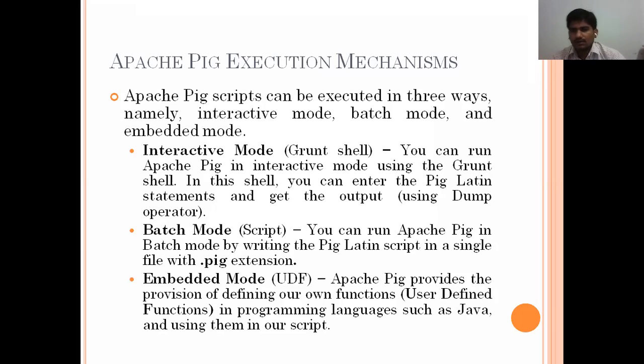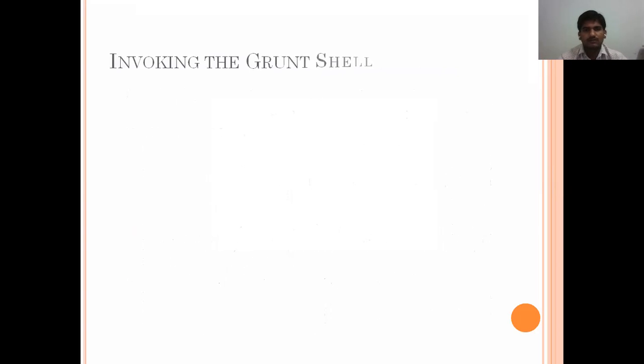Rather than predefined functions, here we are going to use our own functions to perform an operation. There we use the embedded mode. Interactive mode, batch mode, and embedded mode: these three modes are there to run Apache Pig scripts. The previous ones, local mode and MapReduce mode, are for running the Apache Pig application.